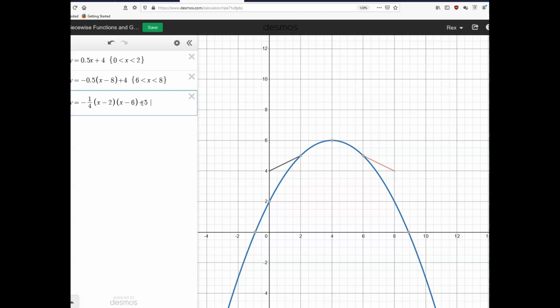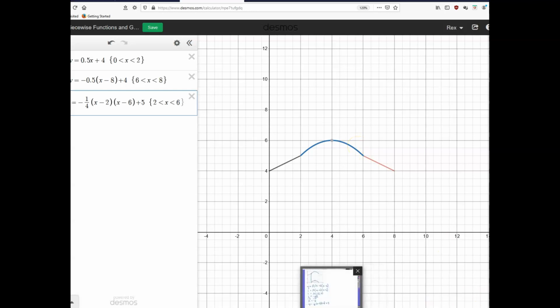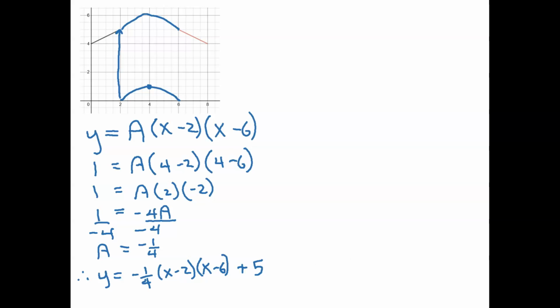And it's looking good. I just need to add in the domain. So, oops, I want curly brackets, negative 2 less than x less than 6, curly brackets. Oh, not negative 2. 2 less than x less than 6. And there's our graph just in there. Okay, let's go back to our flip chart. And that is correct. So we can stop at this point.